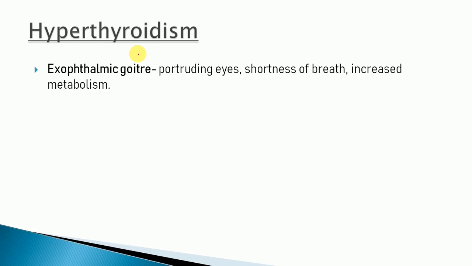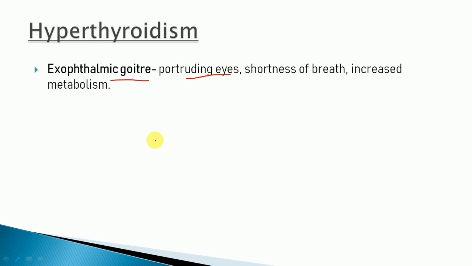Next is hyperthyroidism. Hyperthyroidism means the hormones are in excess. It causes a condition called exophthalmic goitre. What are the symptoms? Protruding eyes, meaning the eyes seem to bulge out. Shortness of breath, increased metabolism. So this was the thyroid gland which we studied: the secretions from the thyroid gland, their functions, conditions and symptoms.